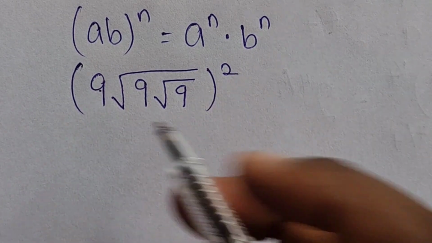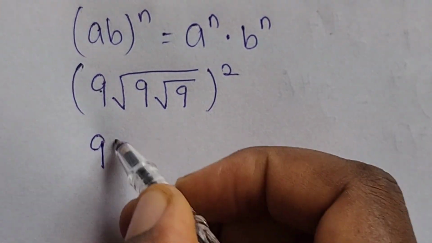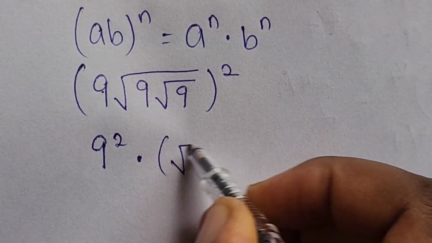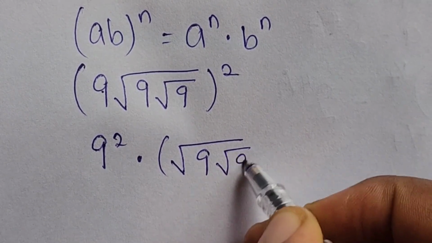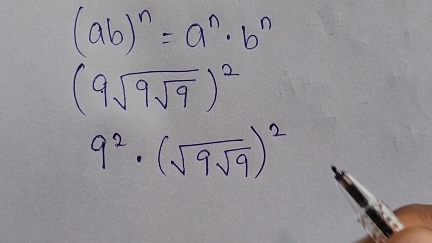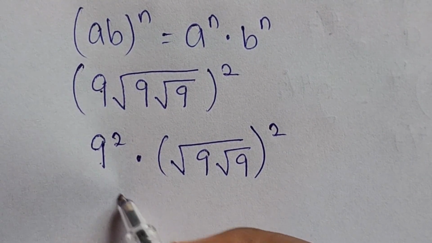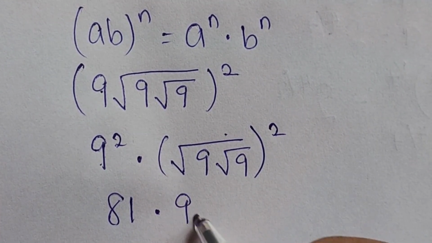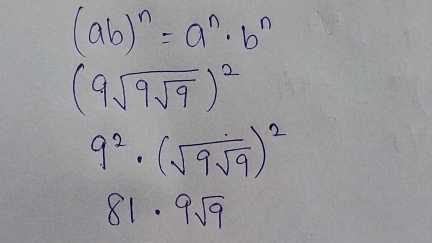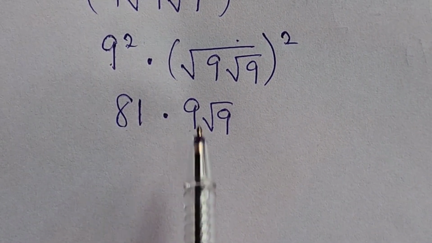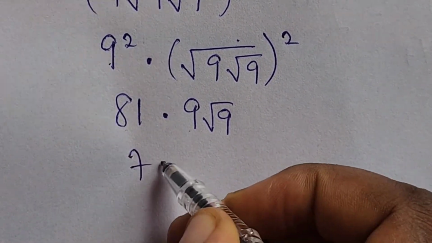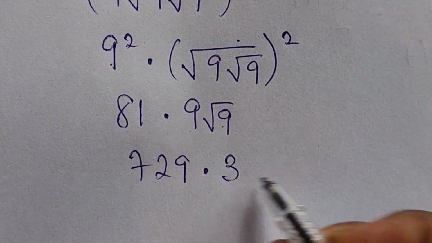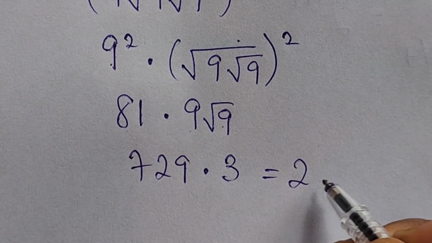So we have 9 to the power of 2, and we have the square root of 9 root 9 all to the power of 2. So our 9 squared is 81 times this will cancel out. We have 9 root 9. So multiplying 81 times 9, we have 729 times the square root of 9, we have 3, and this is equal to 2187.